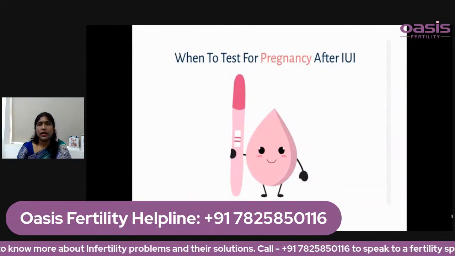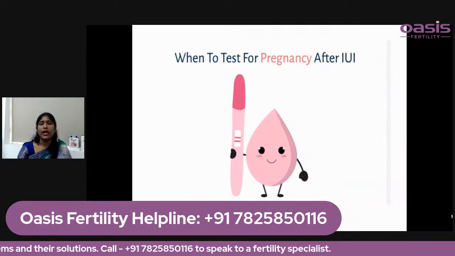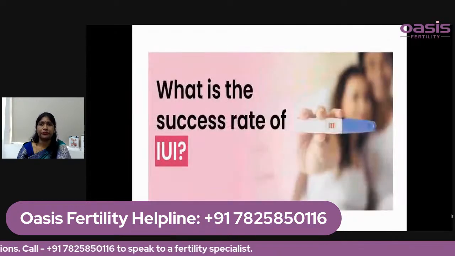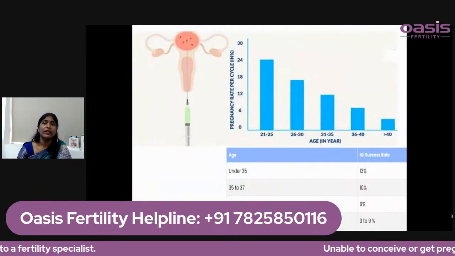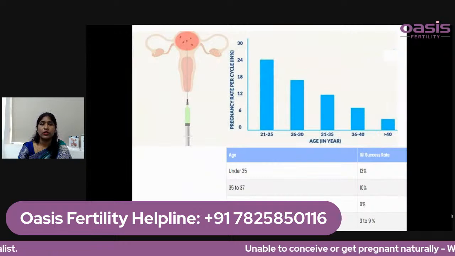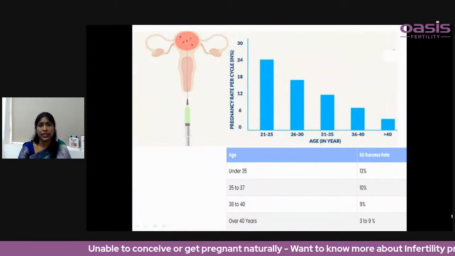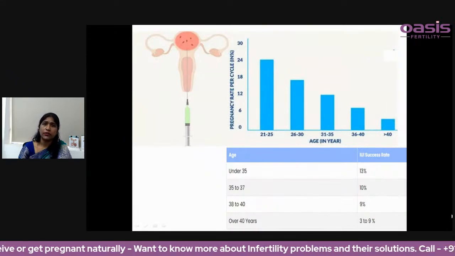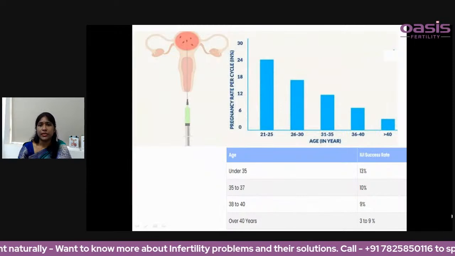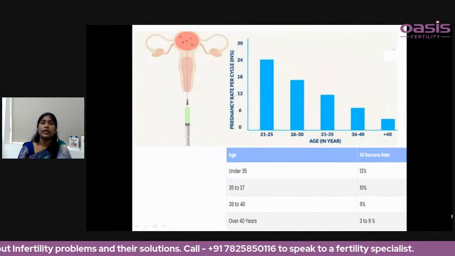So it's 14 days after IUI that you can do a simple urine pregnancy test at home and check for the pregnancy. So, what is the success rate of IUI? Again, the IUI does not have a uniform success rate, because the success rate of an IUI varies from couple to couple based on the age of the woman, the semen abnormality, any other risk factors present in the woman, etc.